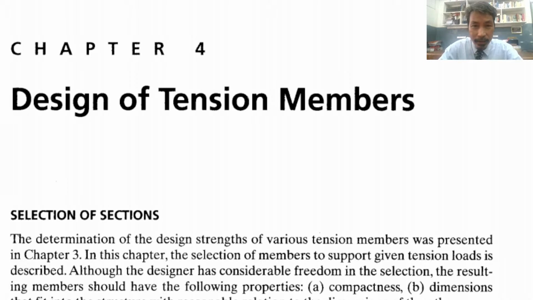Okay, let's discuss the next chapter about design of tension members.